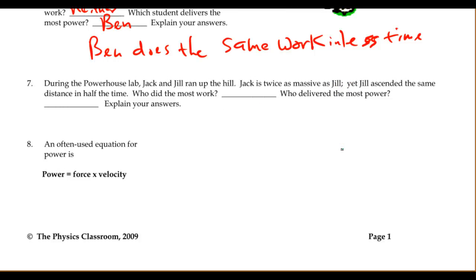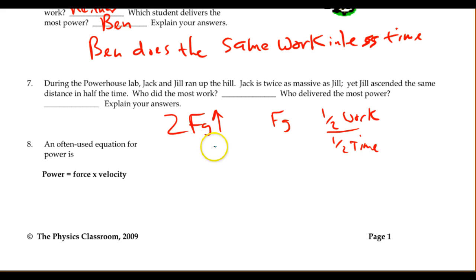One of the ways you can measure your power is to run up a set of stairs or a hill. In this case, we have Jack and Jill running up the hill. Jack has twice as much mass, so he will do twice as much work because he's going to have to move twice as much weight up the hill as Jill does. But Jill has half as much weight, so she does half as much work, assuming they move to the same height, but she also does it in half as much time.